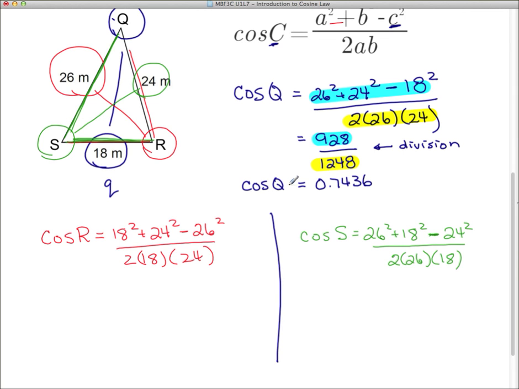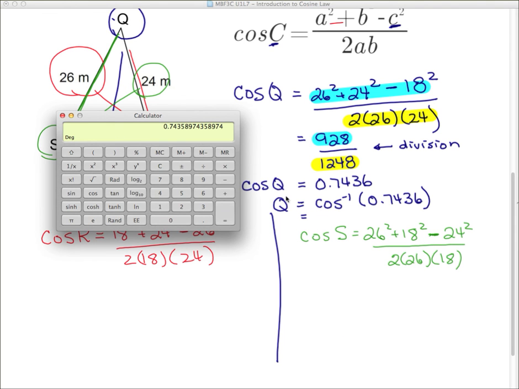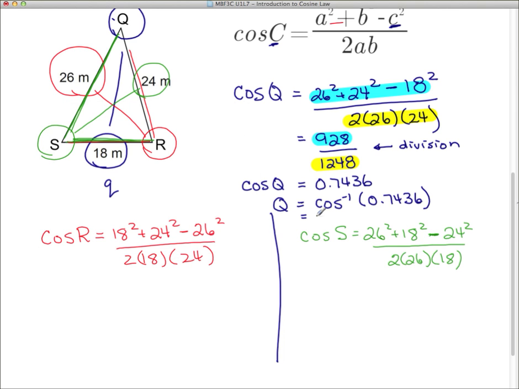Do you remember how we get Q? I hope so. We've done it quite a few times. How I get the cos away from Q, I have to use inverse cos, which is cos negative 1, of 0.7436. And I'm running out of room here. So I'm going to very quickly go inverse cos because I've still got this number here. So all I have to do is go shift and cos. And it's 41.96 or approximately 42 degrees.